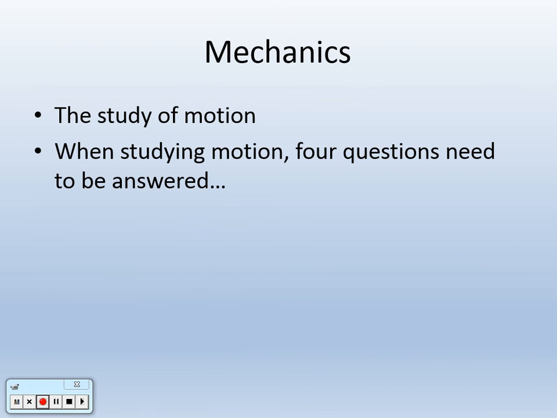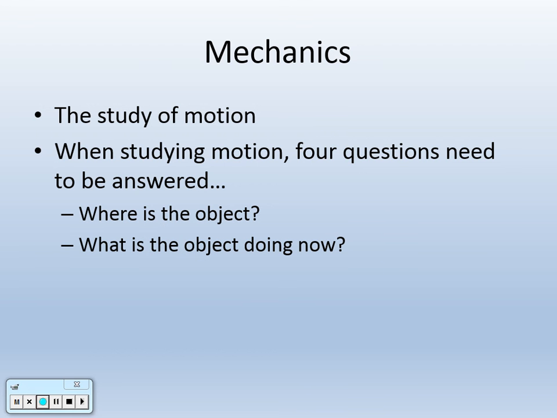So, 4 questions, right? First question, where is the object? Second question is what? What is the object doing? And again, depending on what we want to know, we could have some different answers to this question. So let's start with this one, speed. I'm assuming most of you are familiar with speed, right? We've heard of it before, yes?